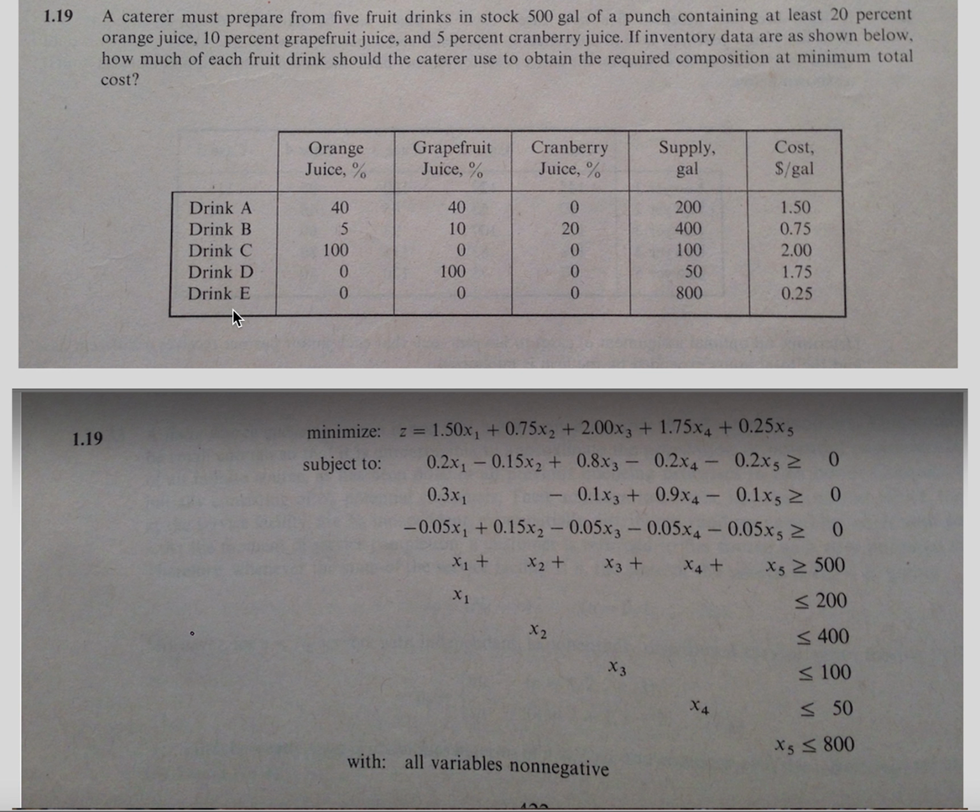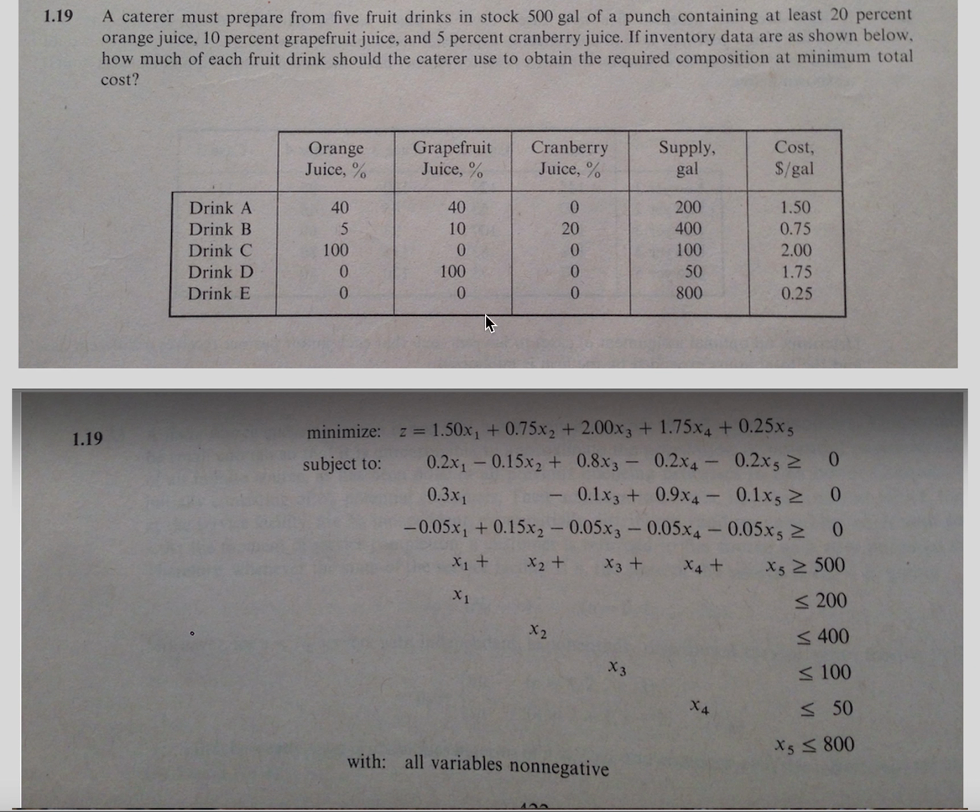So the objective is to minimize cost. Cost is given in the right column. Multiplying these cost values per gallon times the variable number of gallons and adding those up gives us the objective function that we see here: 1.5x1 plus 0.75x2 plus 2x3 plus 1.75x4 plus 0.25x5. Again, since we're multiplying numbers that come with dollars per gallon times variables that are measured in gallons, the resulting number is dollars.